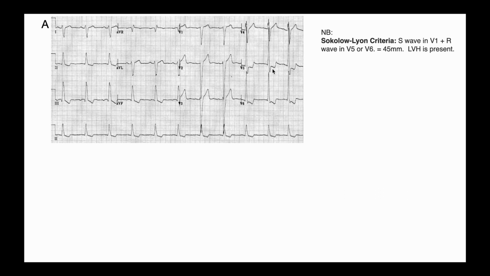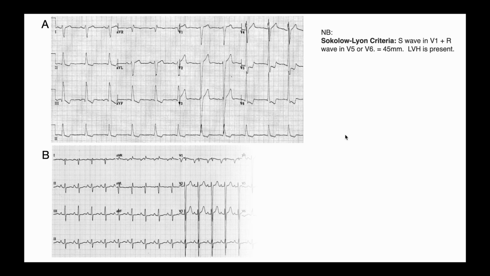Let's pick V5 over here. We start counting from here. And so we have how many boxes? 1, 2, 3, 4, 5, 6, 7. So 7.5 is 35. Now, when we add it to the S wave in V5, we have 35 already in V1. So we have 40, 45, 50. And so we are getting more than 35. And this indicates that there is left ventricular hypertrophy.